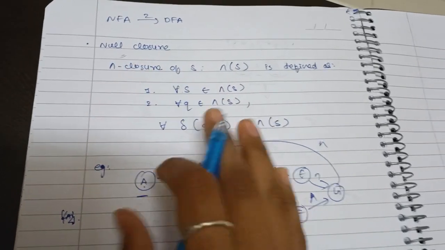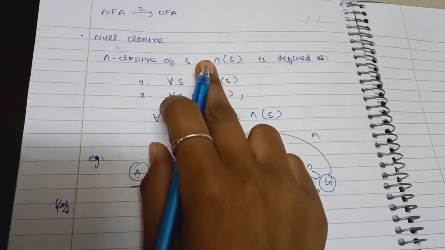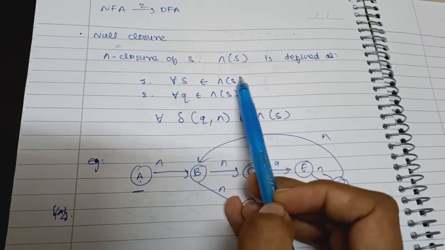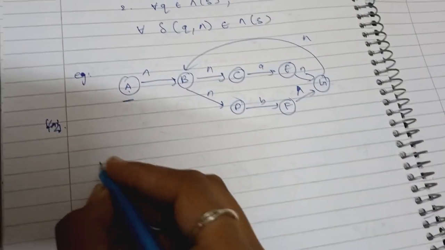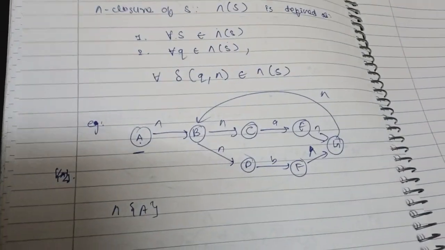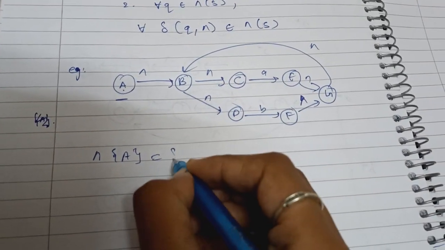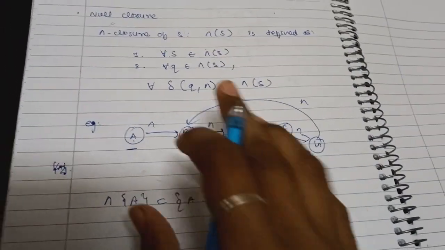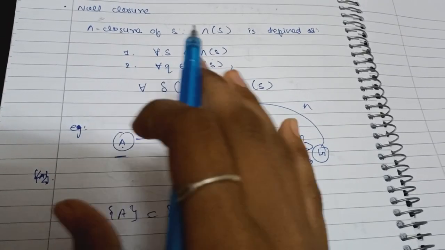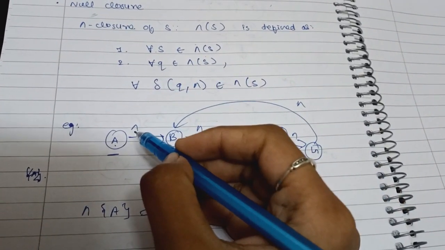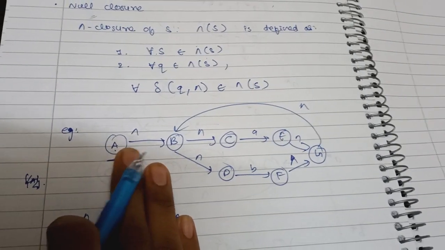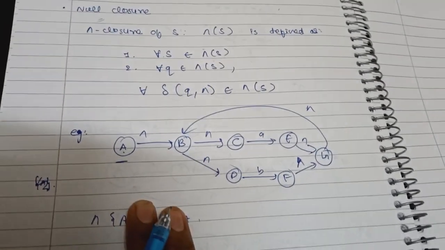The null closure of any state, let's say state S, is defined as: S belongs to the null closure of S. Let's say, for example, I want to find the null closure of A. The first element in the null closure of A will be A itself. Null closure is a set of states to which we can transit by taking null as an input symbol.